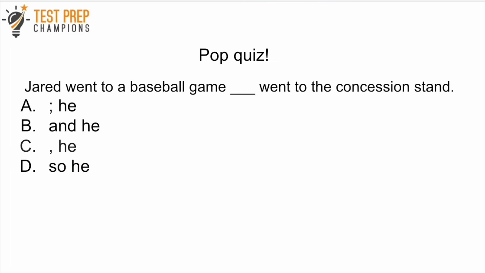So here's another pop quiz question. Jared went to a baseball game, blank, went to the concession stand. So now's your chance if you'd like to pause the video. Take all the time you need with this, and then whenever you're ready, just unpause the video and we'll go over it. So the correct answer here is A. Jared went to a baseball game, semicolon, he went to the concession stand.